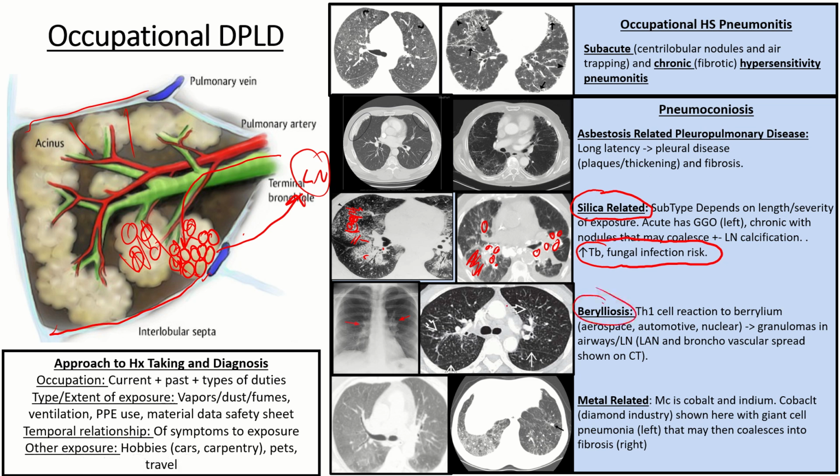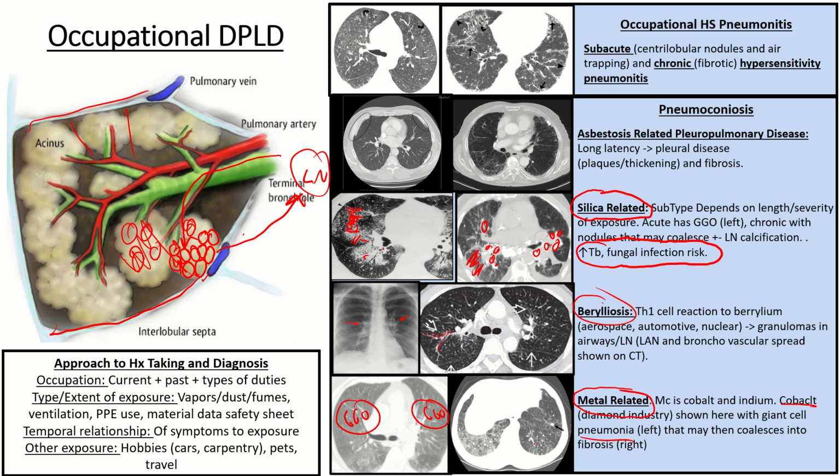Lastly is berylliosis. As you can kind of see, you see that bronchovascular nodular thickening, just like sarcoid. It's just really a Th1 response to the antigen of beryllium. And then lastly, something I only learned about recently is metal related. So metals, when you inhale them, can cause reactive oxygen species and subsequent inflammation of the lungs. So you can see basically diffuse ground glass opacities here with alveolar inflammation in a patient with cobalt exposure with giant cell pneumonia.